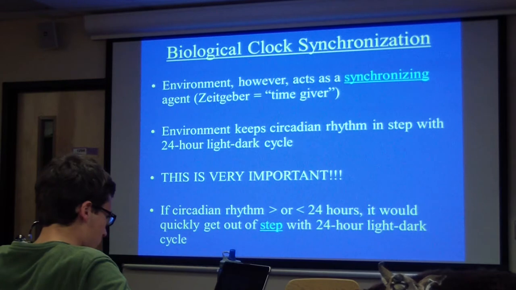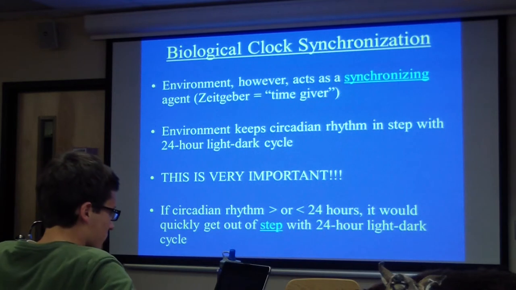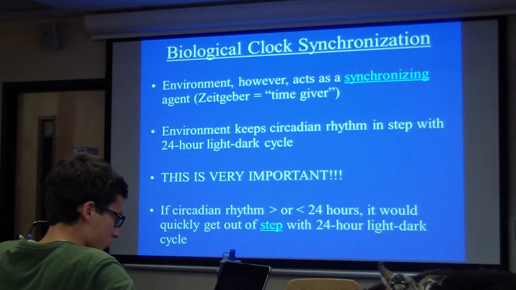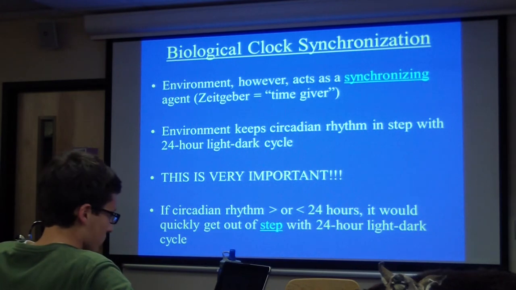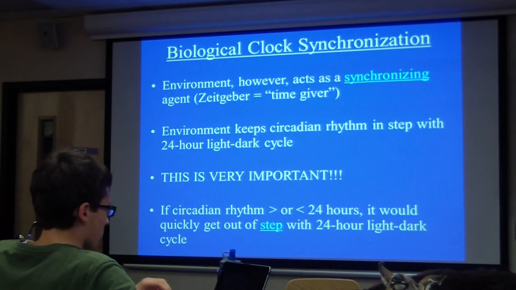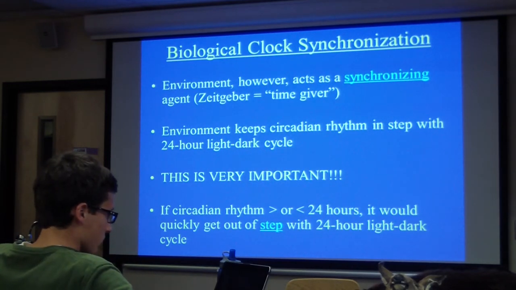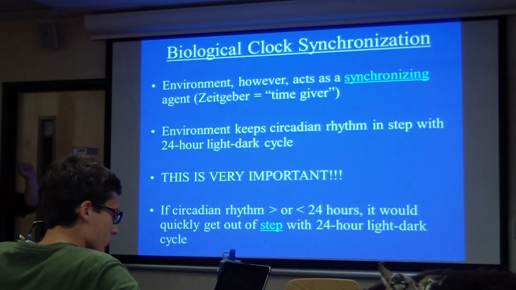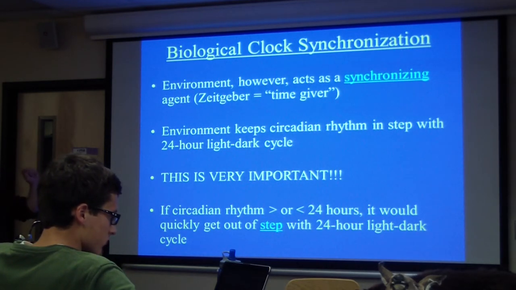Now, here's the thing. It's not that the environment doesn't matter. The internal rhythm will keep going without the environment, but the environment helps to synchronize the circadian rhythm. It's a synchronizing agent. The Germans, we were talking about Germans before, say it's the Zeitgeber, the time giver. And so the environment keeps that circadian rhythm in step with the 24-hour light-dark cycle.